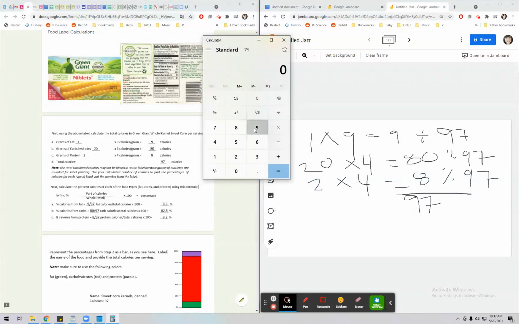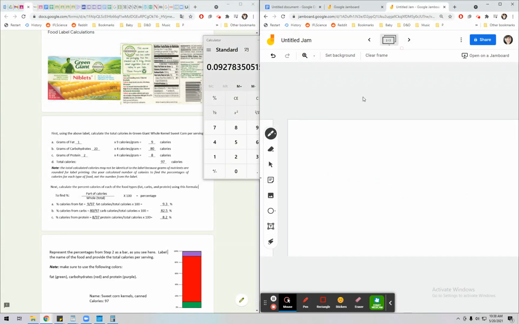But so we're going to take 9 divided by 97, and we're going to get 9.2 because we're going to move it 2 places. So 1, 2. I guess we could round up 2 because this is a 7. So we're going to round to 3. So we have 9.3. Let's go to the next sheet. So now we have 9.3%.